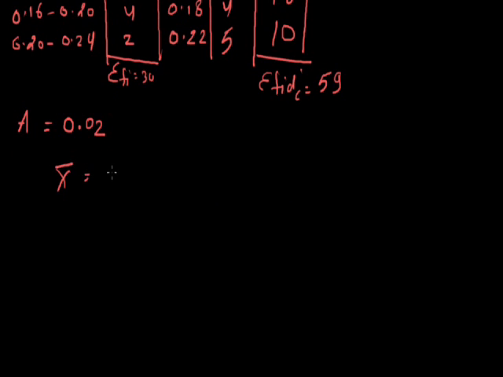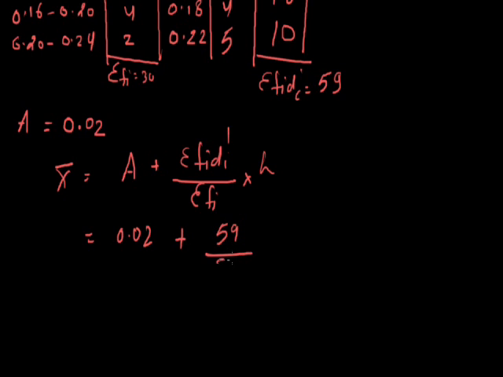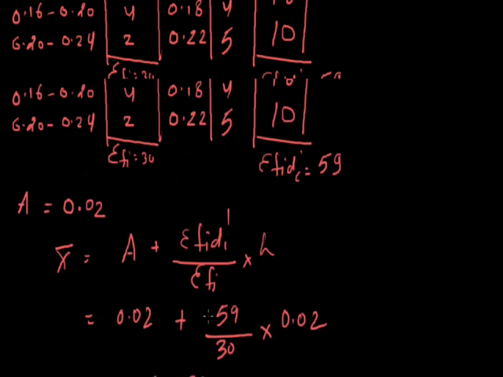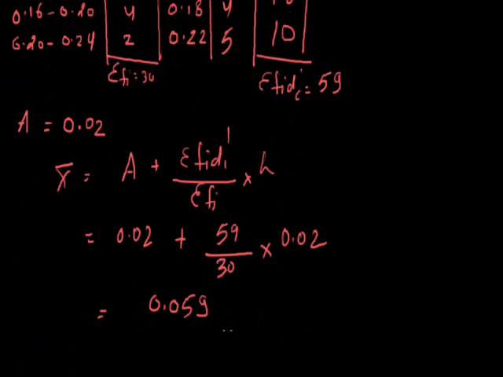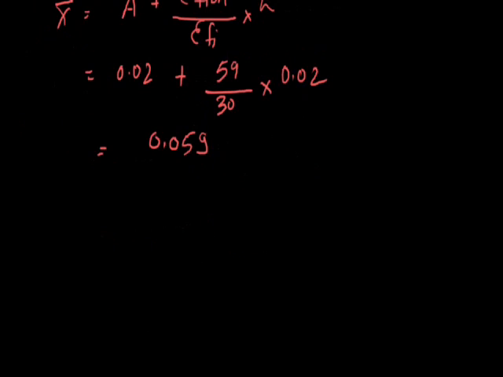Now the x bar is a plus summation fi di dash upon summation fi into h. Now this is 0.02 plus 59 upon 30 into 0.02. Now we get 0.059. Now 0.059, the mean concentration of SO2 in the air is 0.092. Comes on the next question.